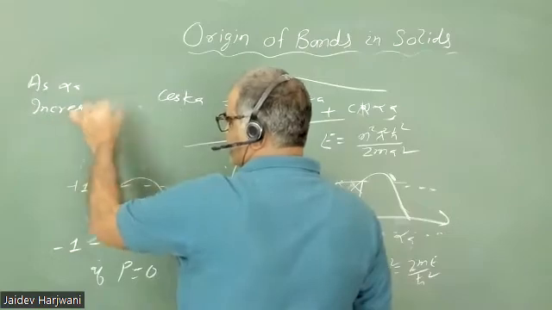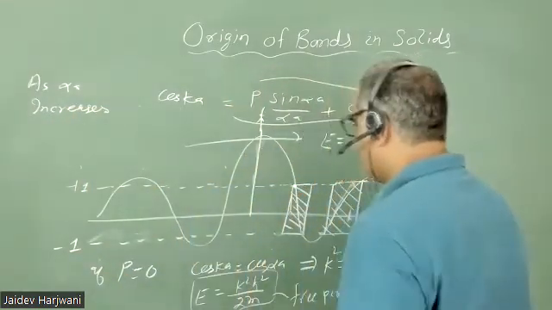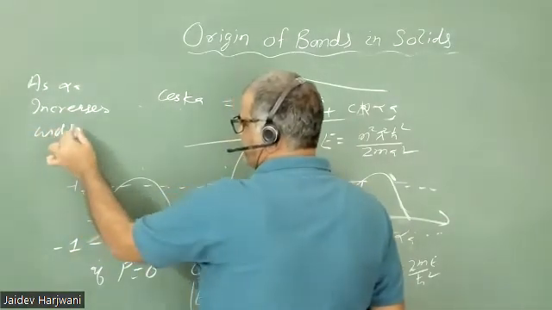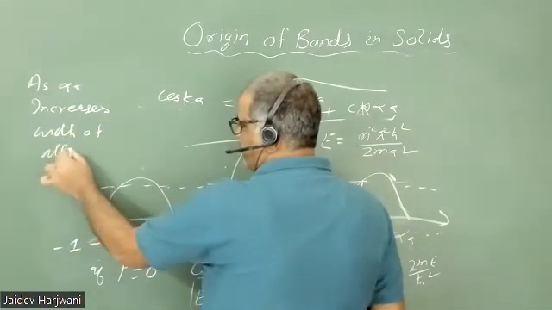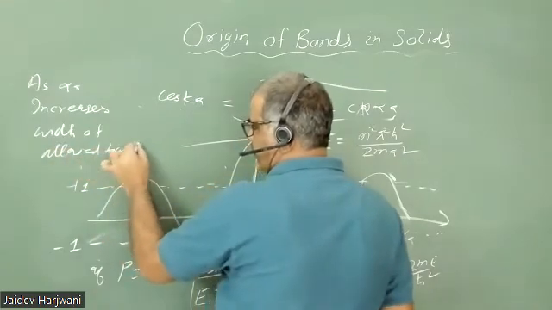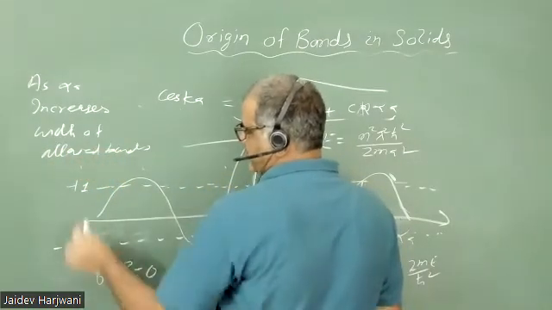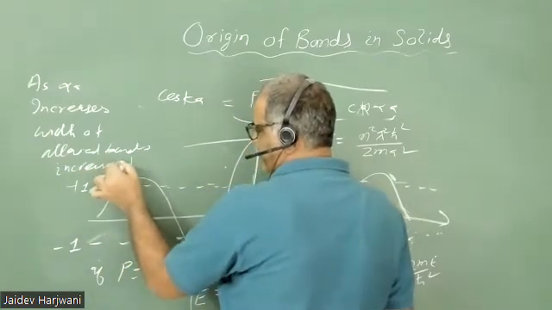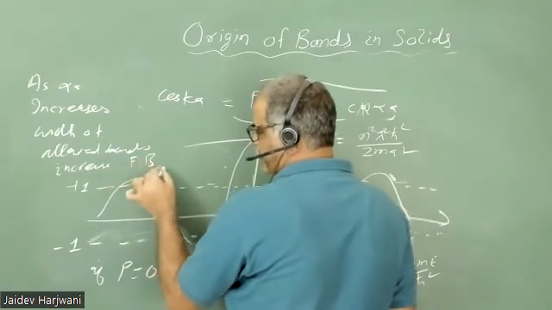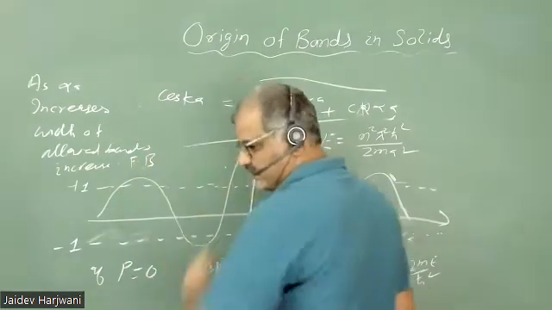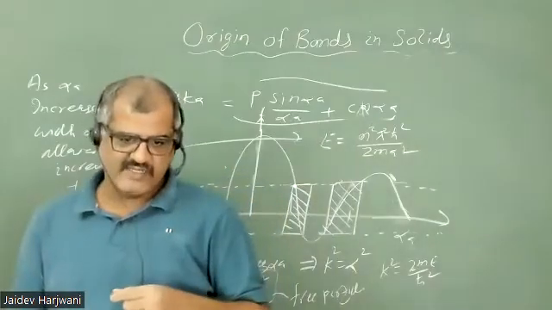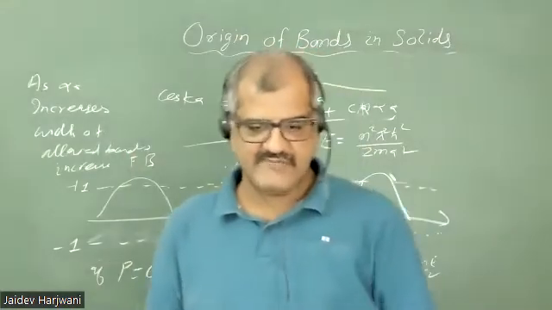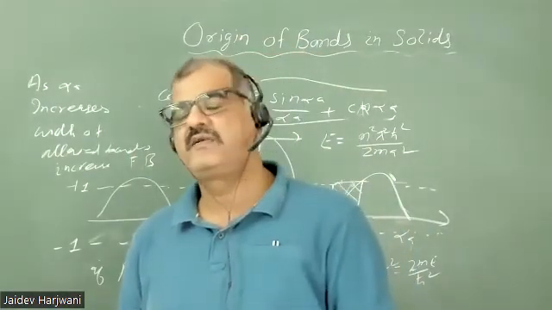As alpha A increases, the width of the allowed regions, the width of allowed bands, increases, and forbidden band width decreases. You can just straight tell, as alpha increases, the width of the allowed band increases, as you can see here in the graph also, and the width of the forbidden band decreases.